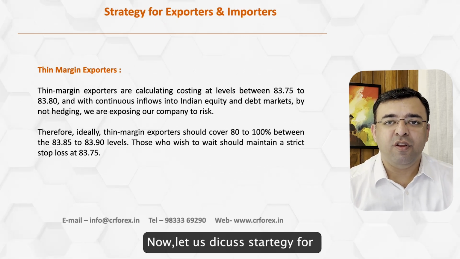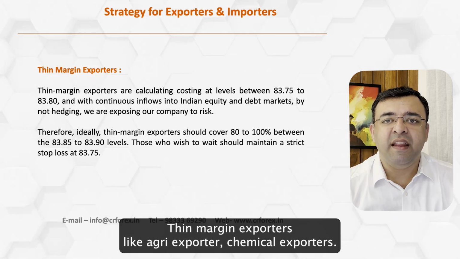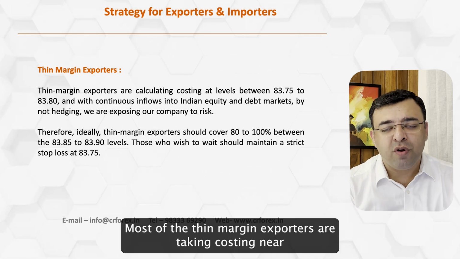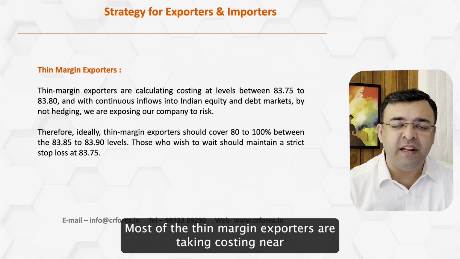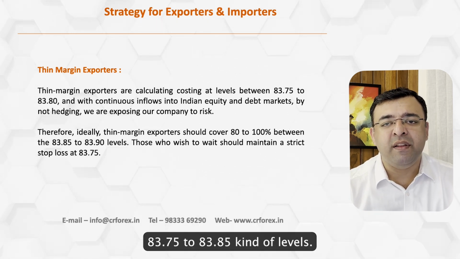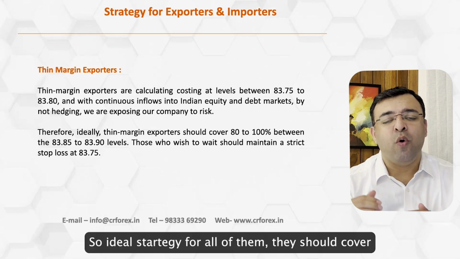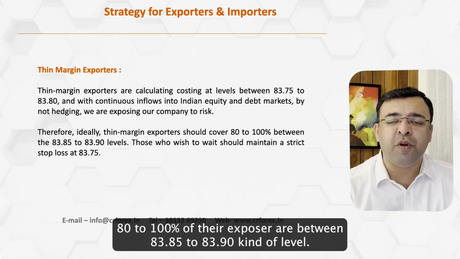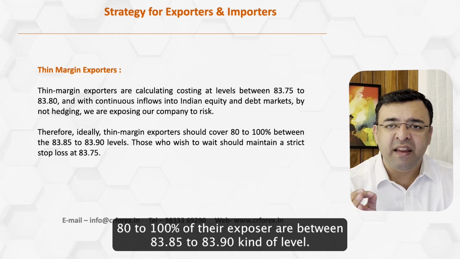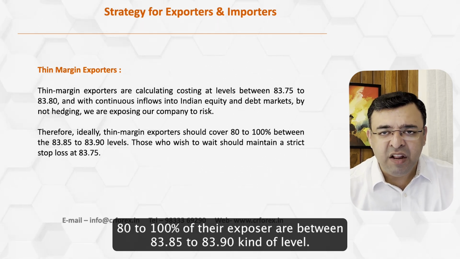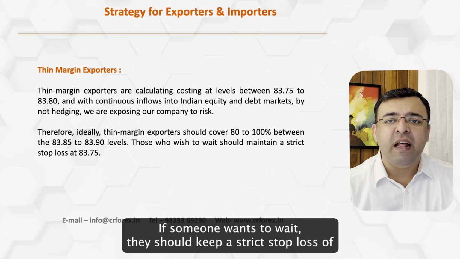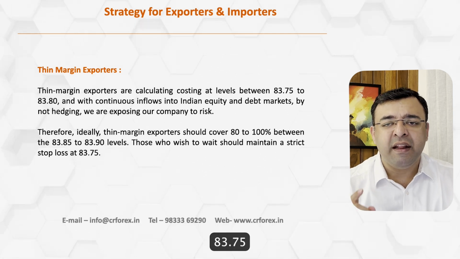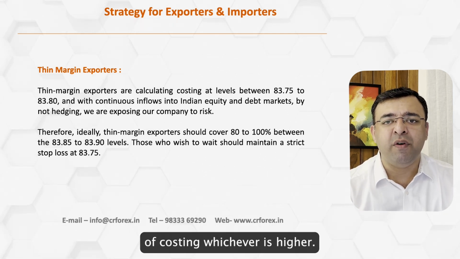Now let us discuss strategy for thin margin exporters like agri exporters or chemical exporters. Most of the thin margin exporters are taking costing near 83.75 to 83.85 kind of levels. So ideal strategy for all of them is that they should cover 80 to 100% of their exposure between 83.85 to 83.95 kind of level. If someone wants to wait, they should keep a strict stop loss of 83.75 or costing, whichever is higher.